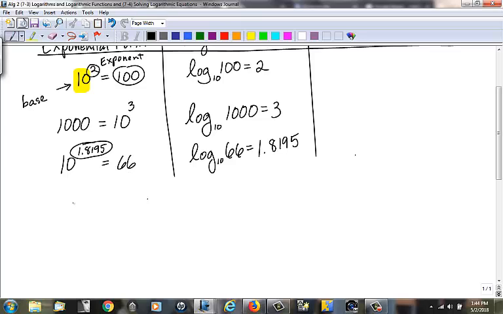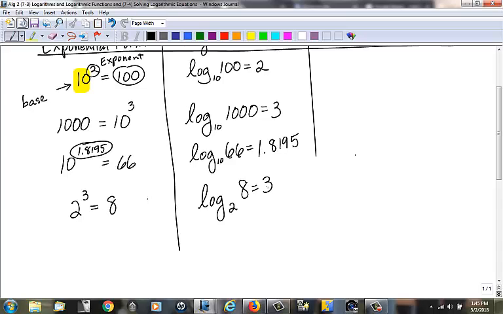Okay, so if we had one like this, 2 to the third power is 8, you can write log of 8 base 2 equals 3. But if you type in log of 8 on the calculator, you're not going to get 3 because it's base 10. So try it on your calculator. Type log of 8. You get some other decimal.